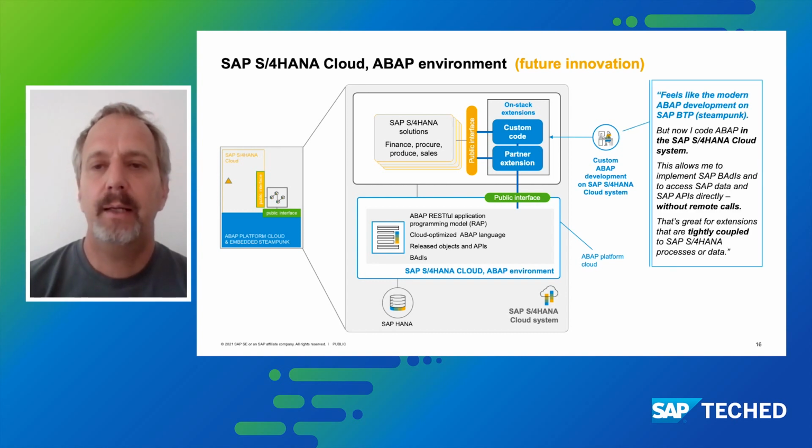So if you now check how this embedded steampunk would feel for an ABAP developer, the reaction would be, okay, I log on with my ABAP development tools to S/4HANA public cloud. I can create a set class or whatsoever. The complete development model feels like on steampunk BTP. But now I'm in the system. Now I can start implementing a sales and distribution BAdI. Now I can do a select on application data. So the perfect match for tightly coupled extensions.